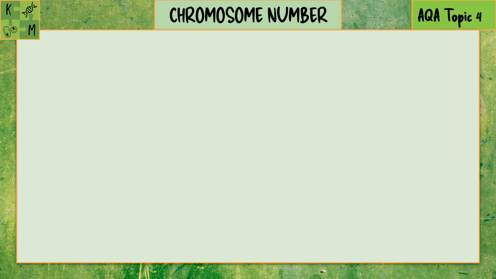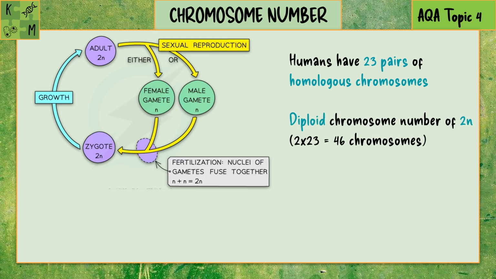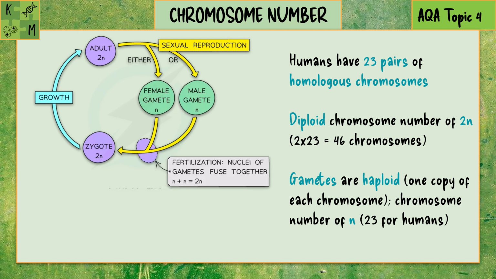In humans, adult cells are diploid, having 23 pairs of homologous chromosomes. Diploid cells have a chromosome number of 2n, with n being the number of pairs. So in humans, n is 23, giving a total of 46 chromosomes.